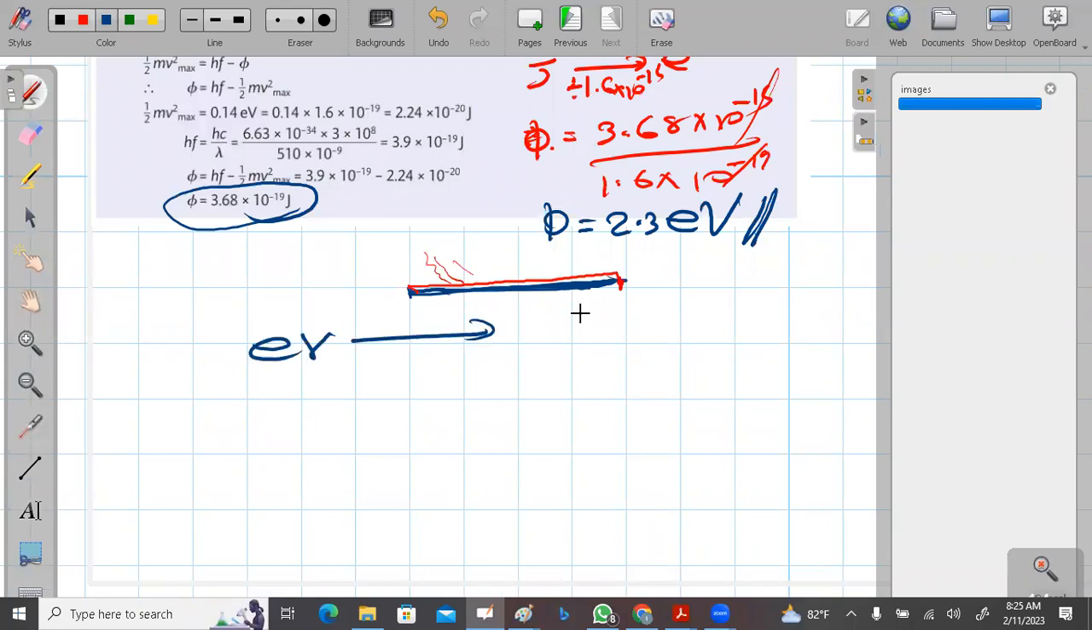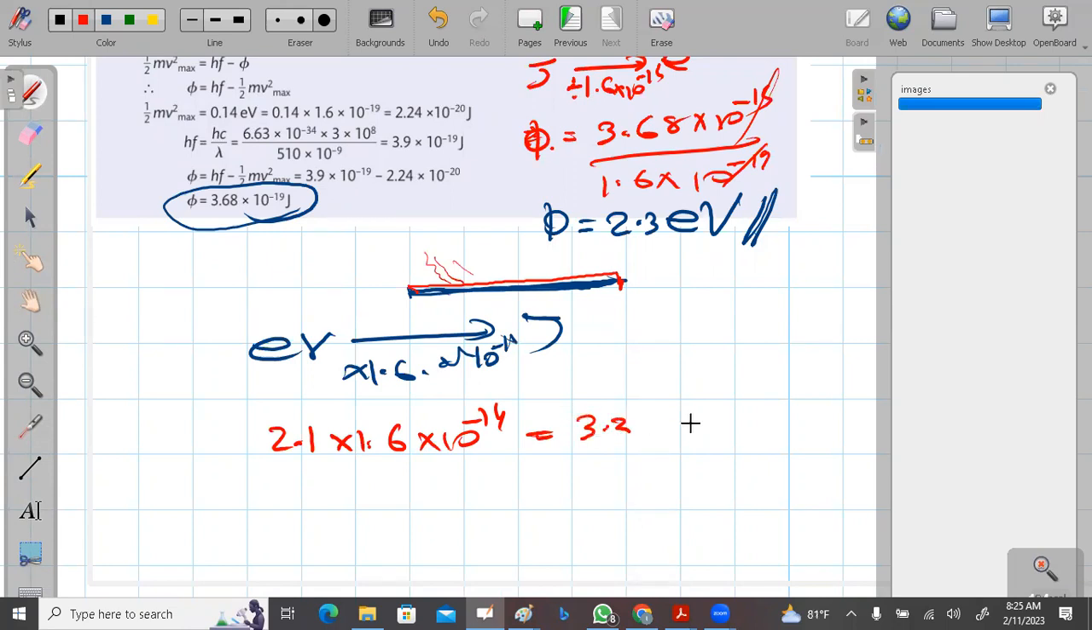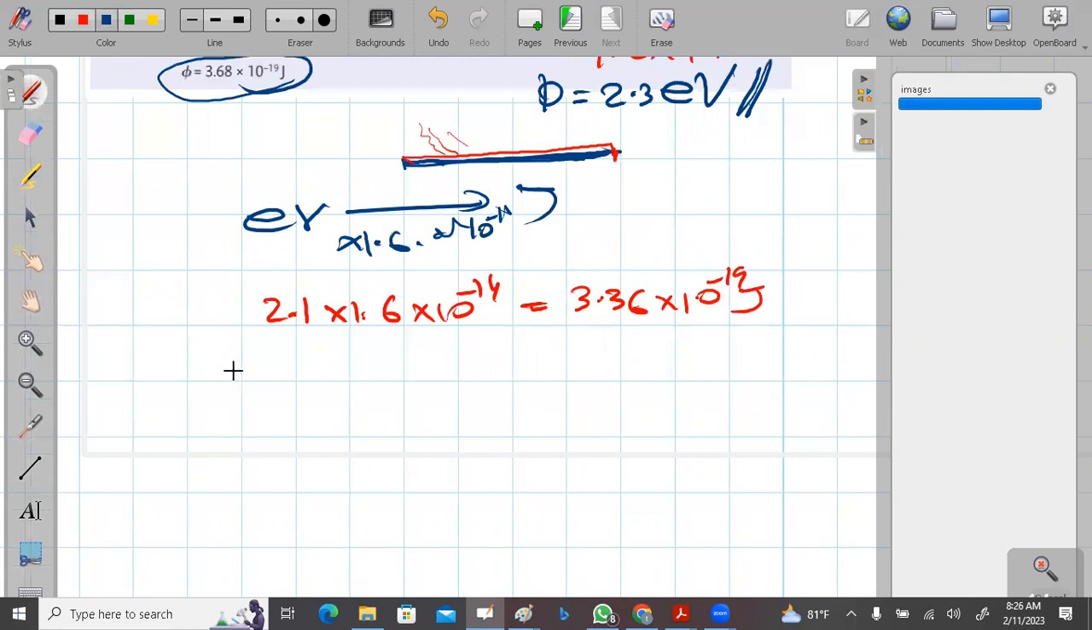eV to joule, how? Multiplied by 1.6 into 10 to the power minus 19. So 2.1 into 1.6 into 10 to the power minus 19. What did you get as the answer for the joule value, Chamika? 3.36 into 10 to the power minus 19 joules. Okay, now we can apply it.